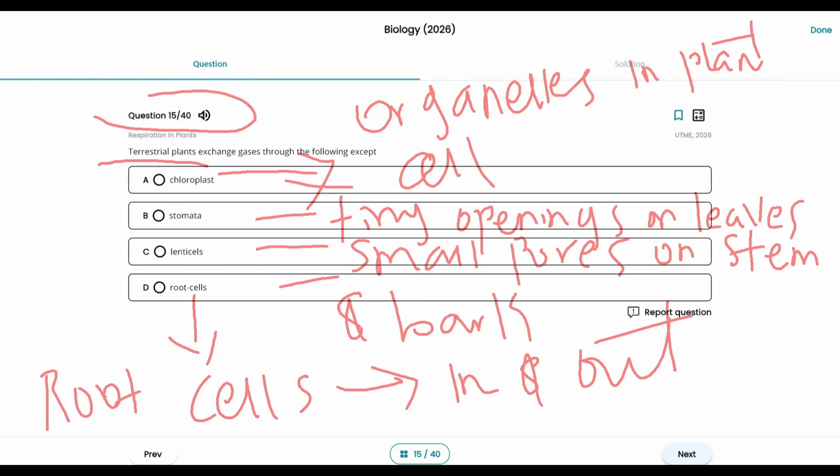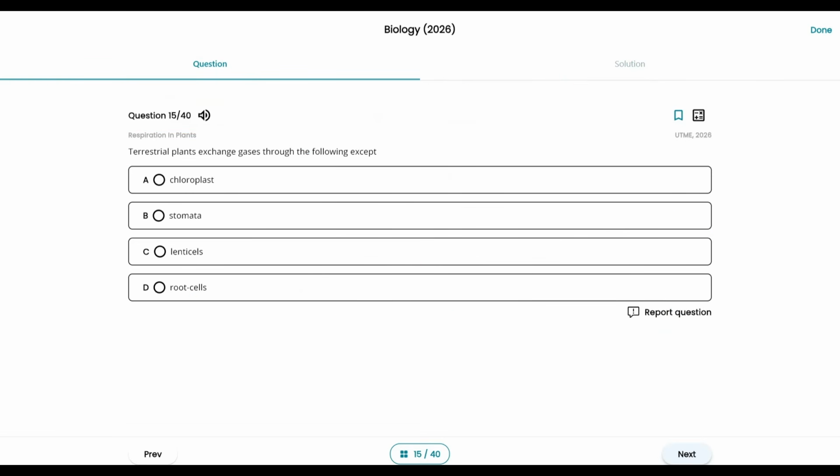So the question says the exchange of gases happens through the following, except. You're saying through stomata, through the lenticels, through the root cells. So this, chloroplast, is actually not part of what it uses to exchange gases. So the correct option here is option A, which is chloroplast.